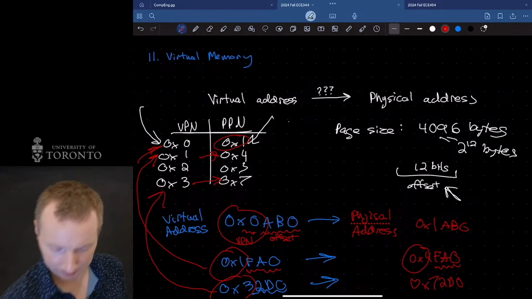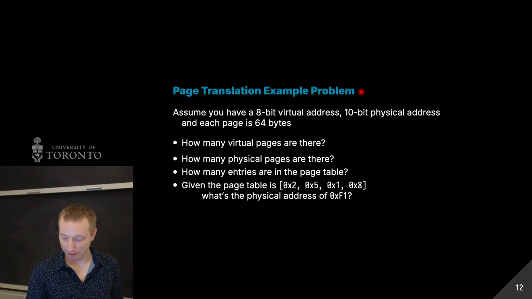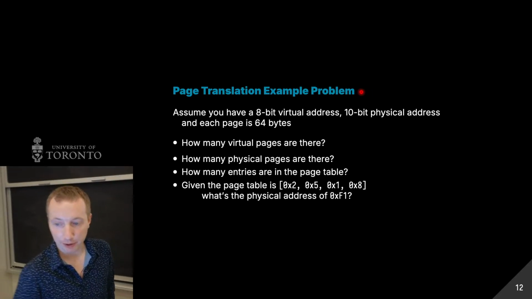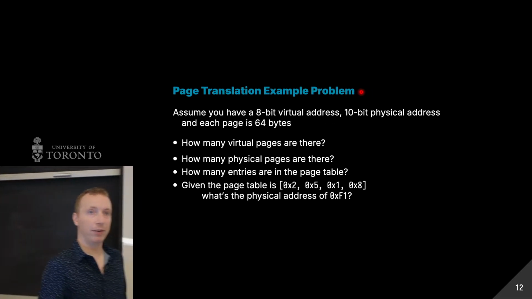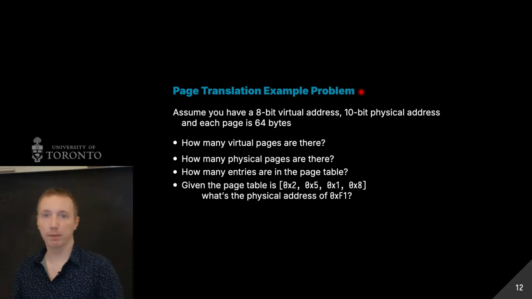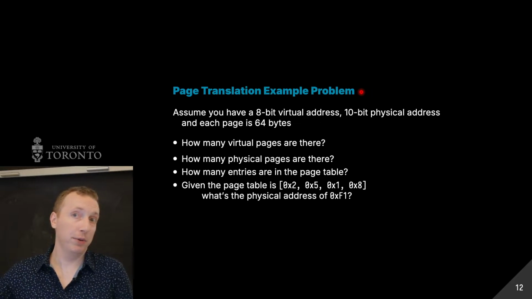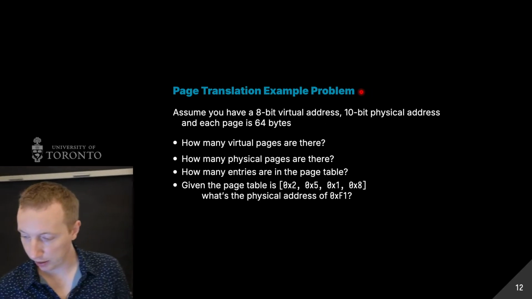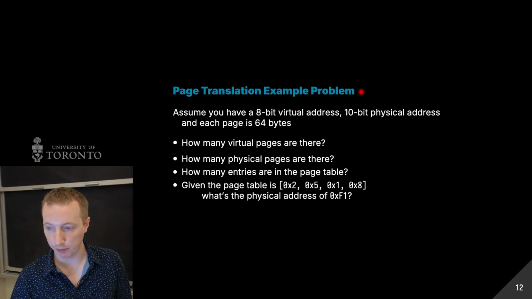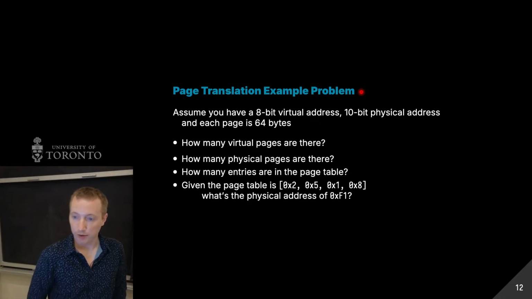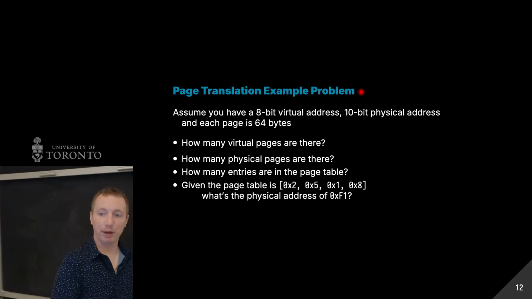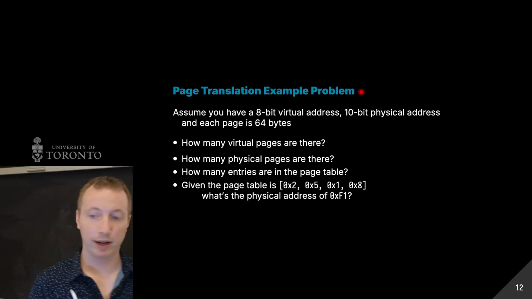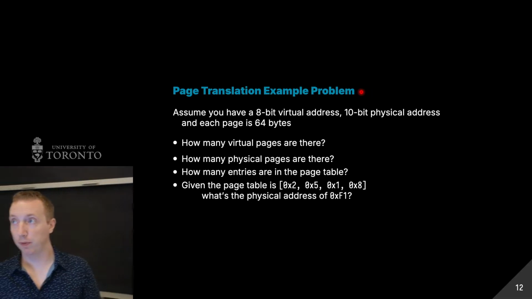All right, another problem, since we seem to do well on that. That was assuming a page size of 4096, but in a question, I can just tell you a different page size and you can figure it out. So I can give you a whole bunch of information and we can use that to actually do some translation as well. In this, we're assuming an 8-bit, this is a weird system, an 8-bit virtual address, a 10-bit physical address, and then each page is 64 bytes.